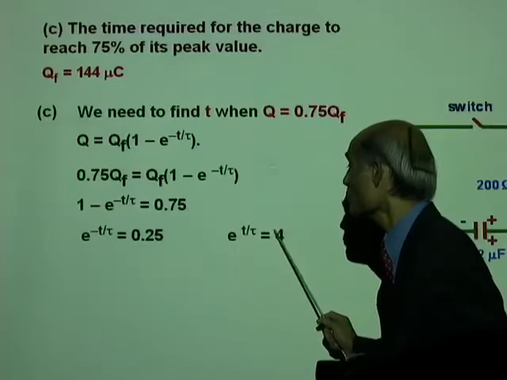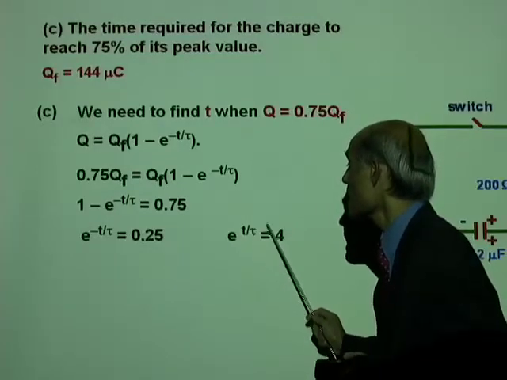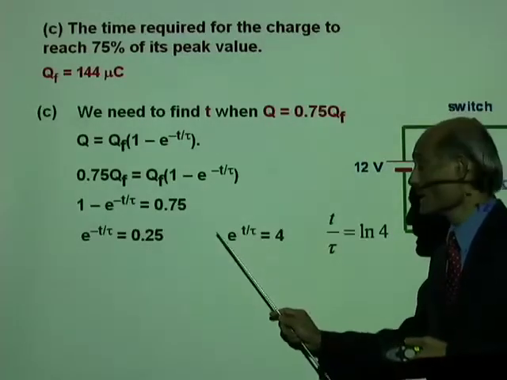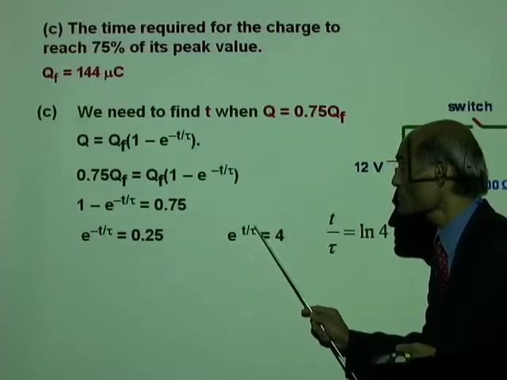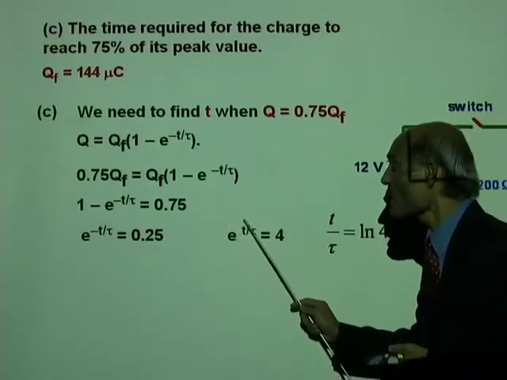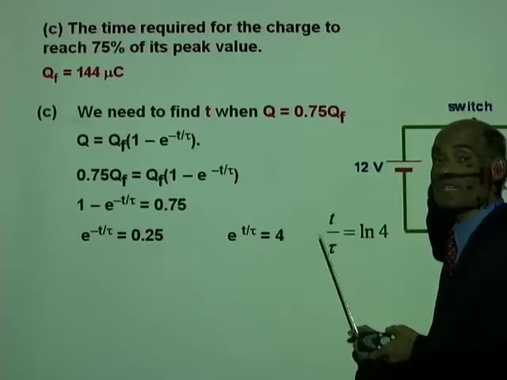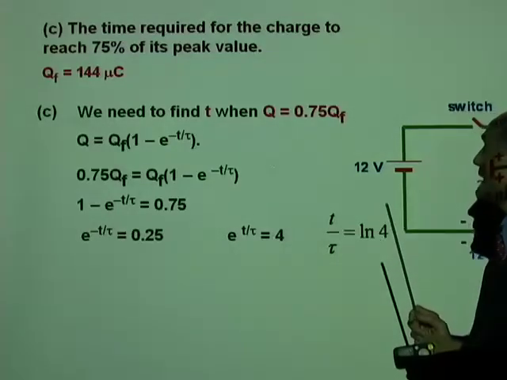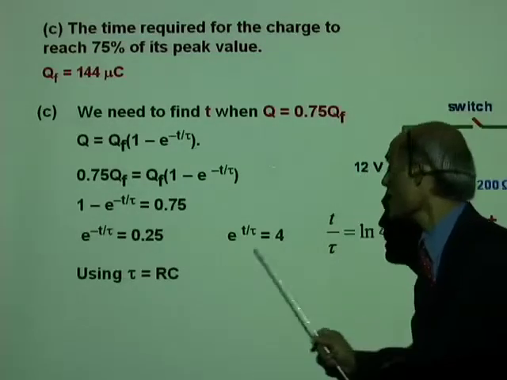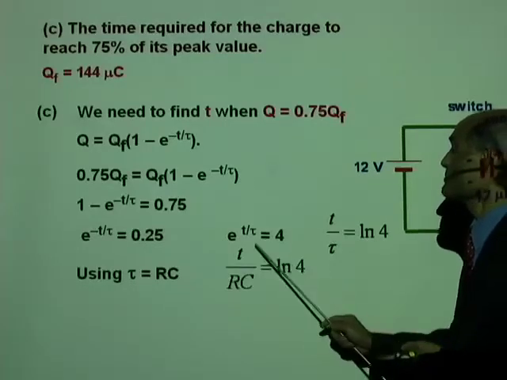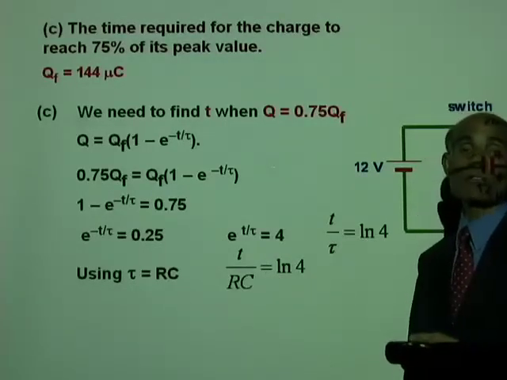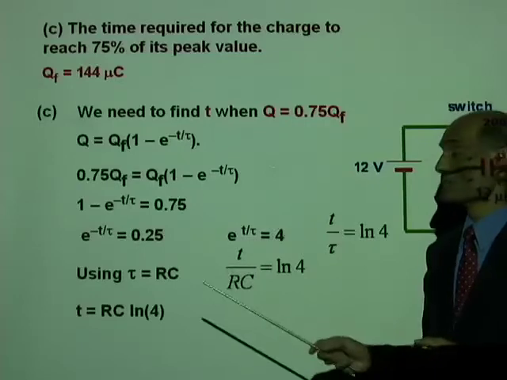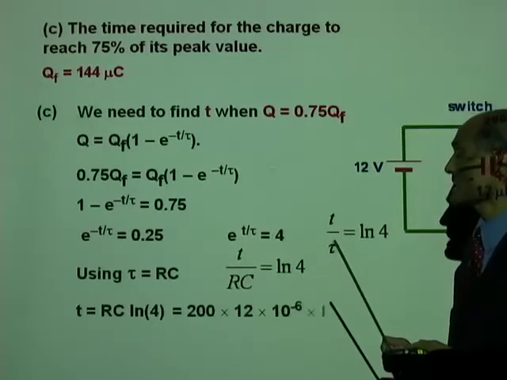If you take ln of both sides, t over tau will be equal to ln of 4. I hope you know this: ln of e to the power of t over tau will be t over tau. So you get t over tau equal to ln 4, and using tau equal to RC, we have t over RC equal to ln 4, and since you know R and C, we can find t. So t equals RC times ln 4.